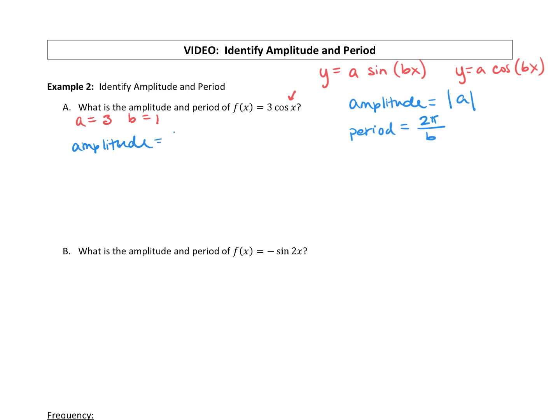So the amplitude is the absolute value of a, which is 3, and the period is 2 pi over b, so 2 pi over 1, so our period is 2 pi. Remember, what that period means is that we will have one cycle of our function within 2 pi.